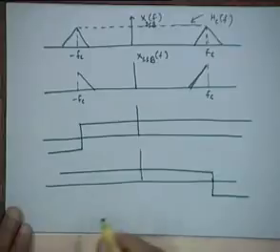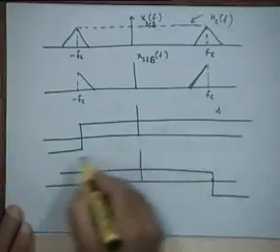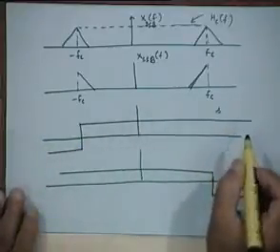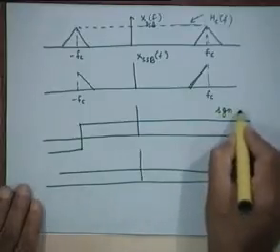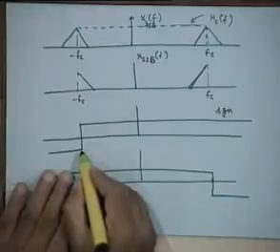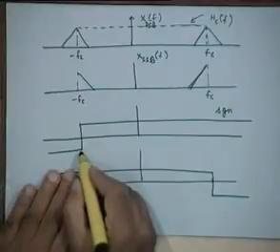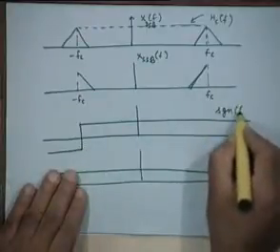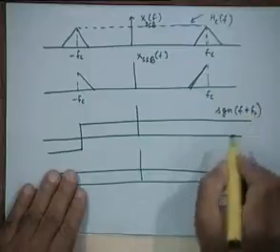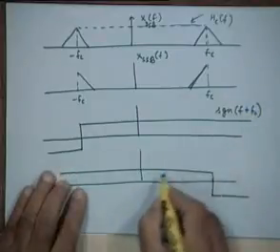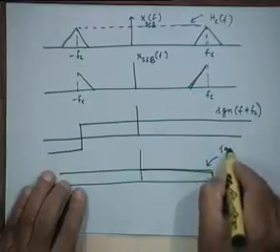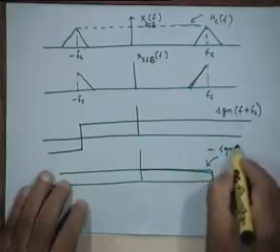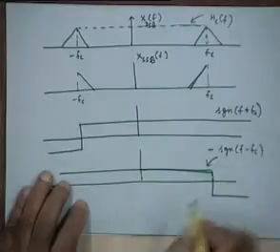A function like that. If you were to express this mathematically in terms of the signum function, how will you write this? Where is the signum function located here? Minus FC. So this will be signum of F plus FC, and this will be correspondingly minus signum of F minus FC.